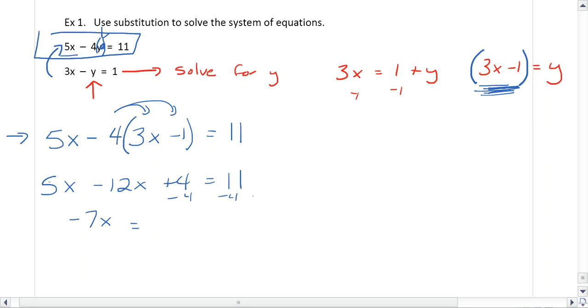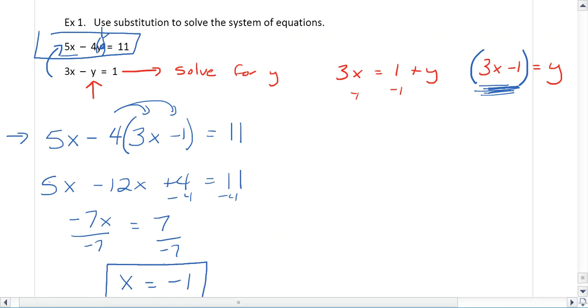Let's see, 11 minus 4 is 7. And then we divide both sides by -7. So x is -1. All that work, and we only have one of the answers, but that's okay. We solved that new equation.